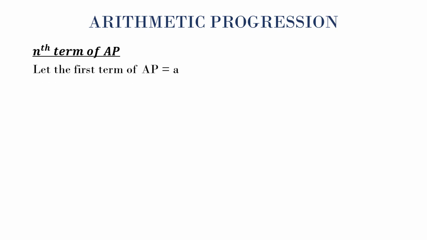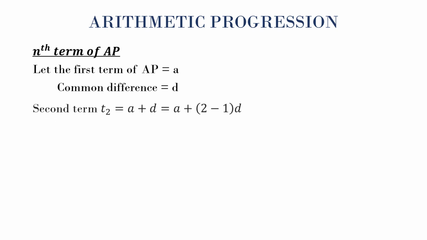Now let us look at the general form of arithmetic progression. Here the first term of an arithmetic progression is denoted by A and the common difference is D. Then the second term T2 is equal to A plus D. We are adding the common difference D to the first term A to get the second term, or we can write A plus D as A plus 2 minus 1 into D, because the coefficient of D is 1. We can write it as 2 minus 1. So it is A plus 2 minus 1 into D.